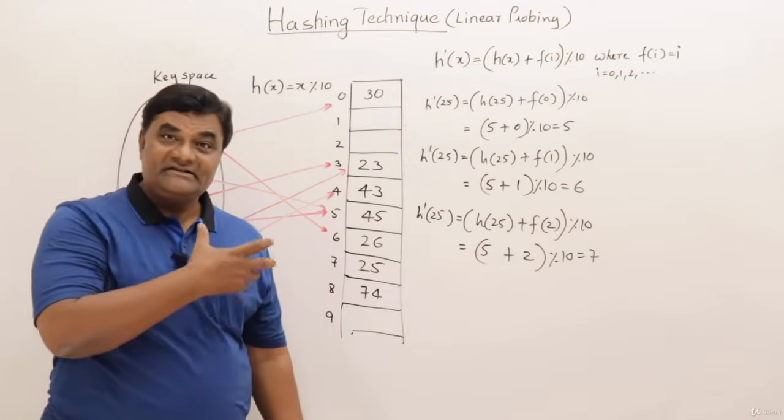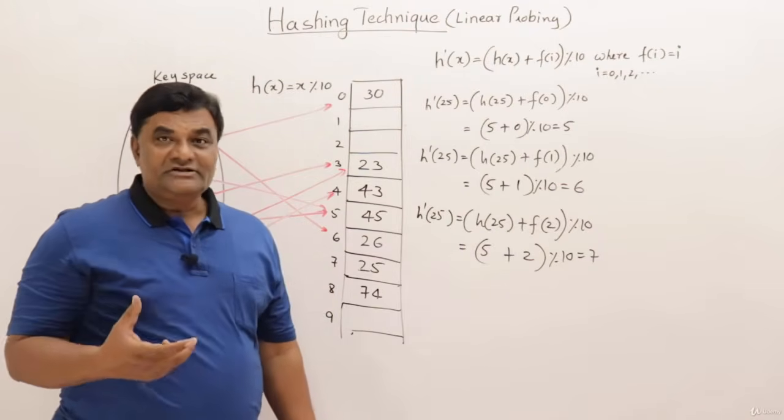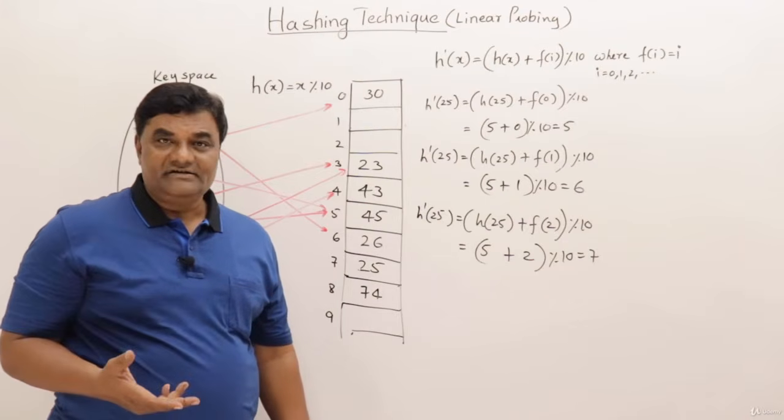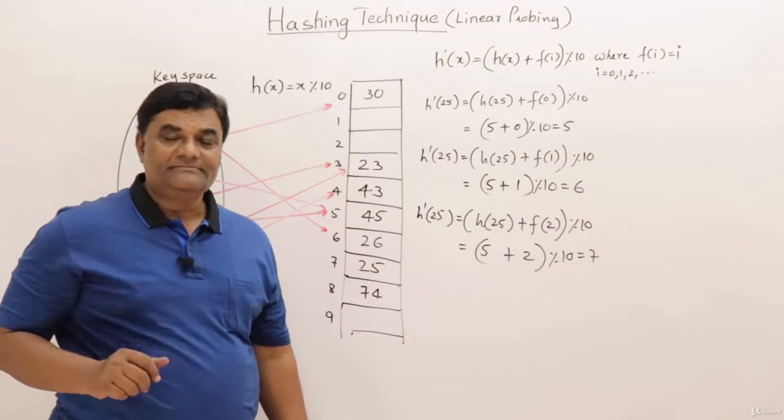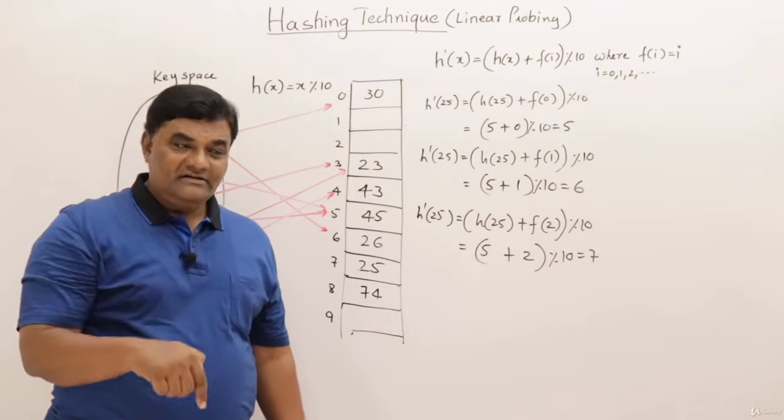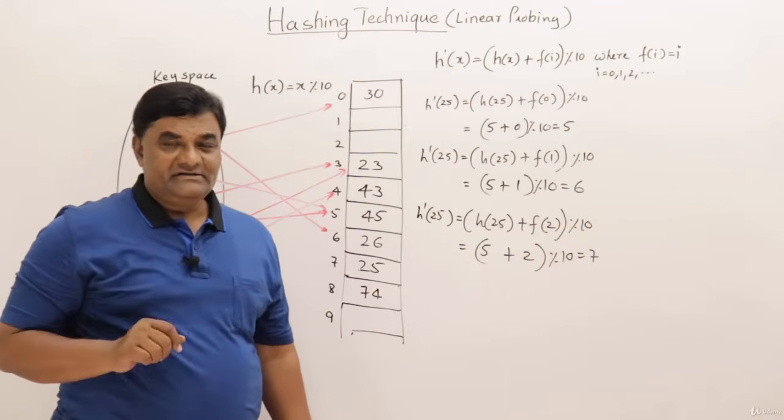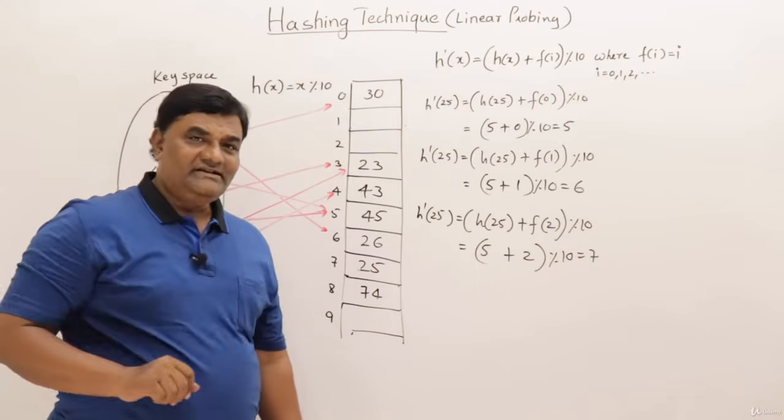So that's it. In this linear probing solution, there may be many collisions, right? More than one collision is possible, and we try to probe linearly until we get a space. Now I will add 2 more keys and show you.